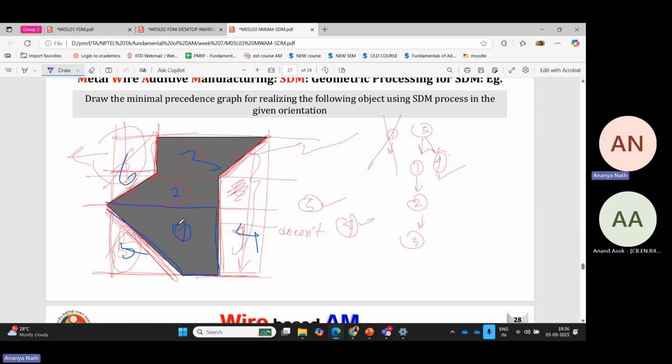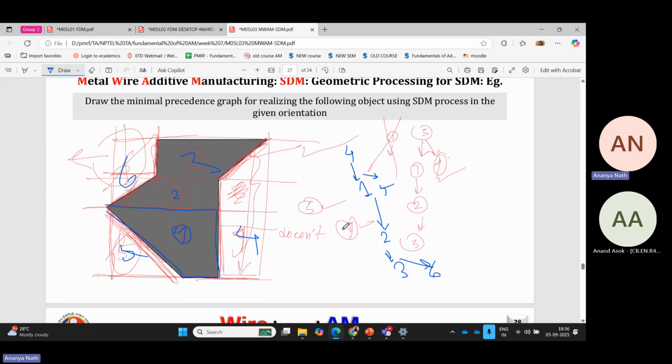Or I can print 4 first. First will be 4. And then I can start printing 1 and 5. After 1 and 5, I can print 2. After that, I can print 3 and 6. This is also one way I can print.